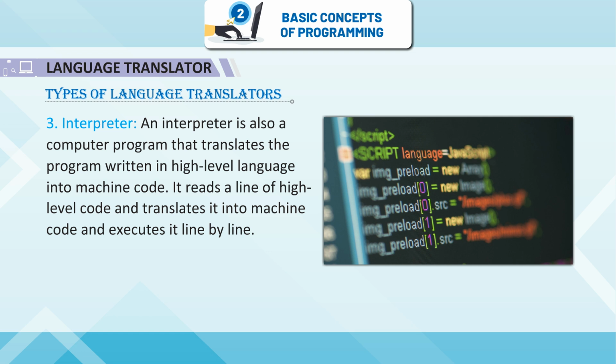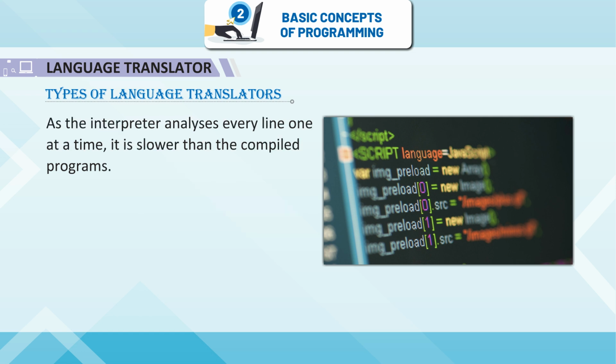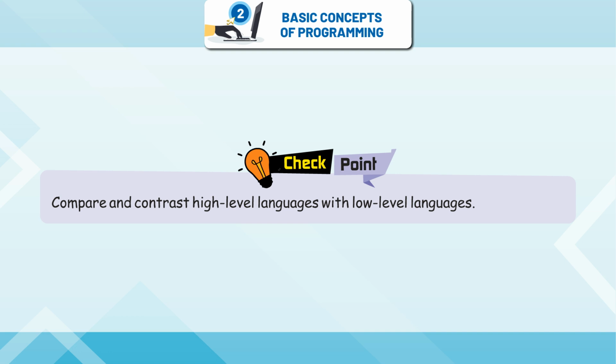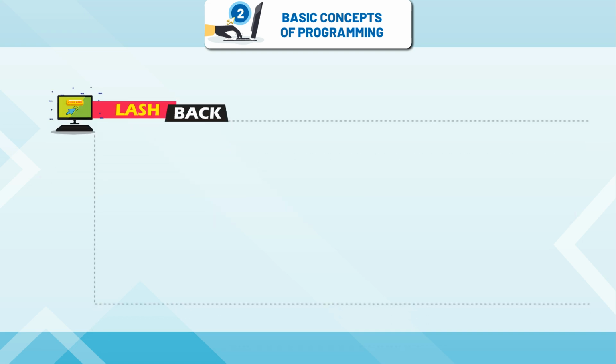Interpreter. An interpreter is also a computer program that translates the program written in a high-level language into machine code. It reads a line of high-level code and translates it into machine code and executes it line by line. As the interpreter analyzes every line one at a time, it is slower than the compiled programs. Checkpoint. Compare and contrast high-level languages with low-level languages.